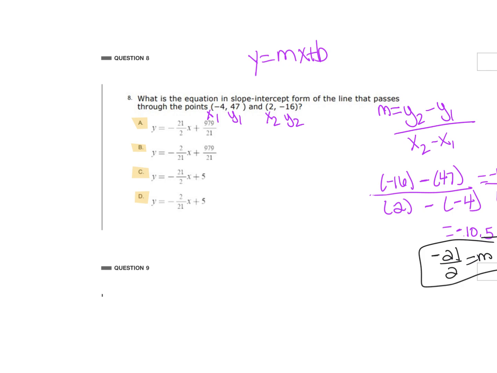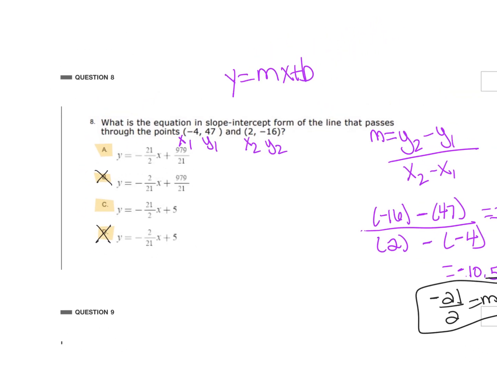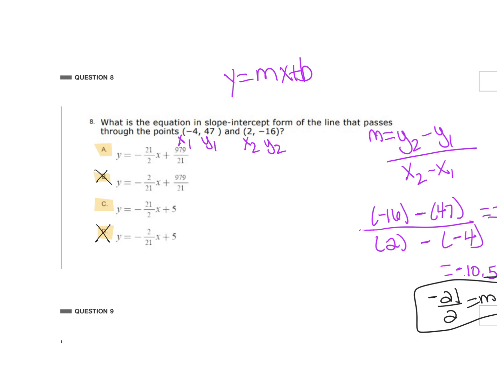So I'm going to go back up to my answer choices. Let's see, A will work. B won't work. It looks like that says it's negative 2 over 21, so B is not it. C will work. And D, nope, D is not going to work. So I'm left with A and C. They both have the same slope, and I notice what is different about them. Well, different y-intercepts. Now I need to find the y-intercept.